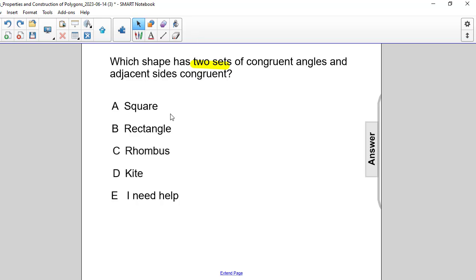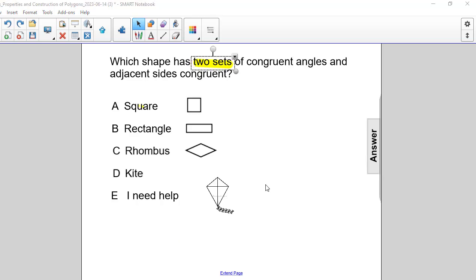For this problem, what I'm going to do is put pictures next to each one, discuss each picture, and then eliminate the choices until we narrow it down to one correct choice. So first of all, let's discuss the square. Now, it is true that the square does have adjacent sides that are congruent. And just recall that the word adjacent means next to or share the same vertex.